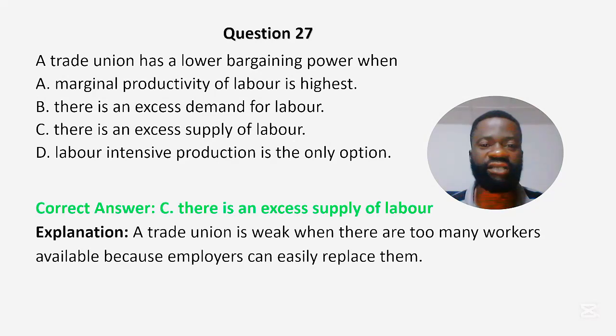The correct answer is option C, there is an excess supply of labor. That is, a trade union is weak when there are too many workers available because employers can easily replace them.